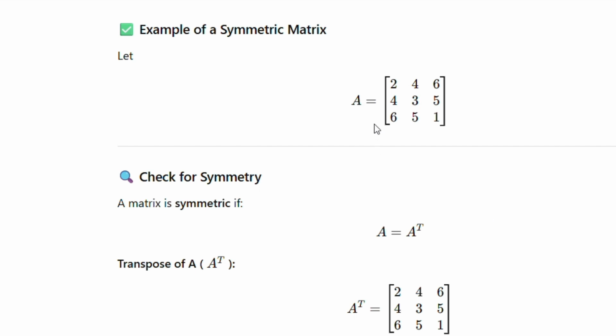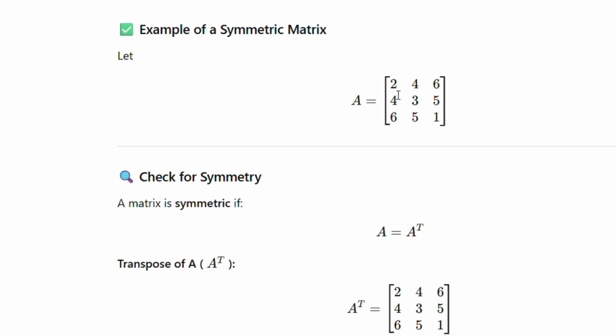This is an example of a symmetric matrix. This is a 3 by 3 matrix. Its transpose is: the first row becomes the first column, the second row the second column, the third row the third column. So this is the transpose of the matrix, and both are equal. See, all the elements are equal. So this is a symmetric matrix.